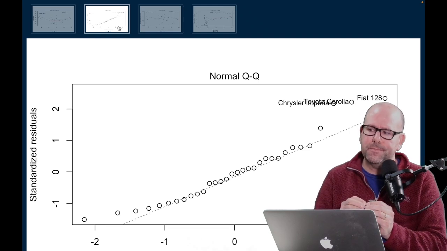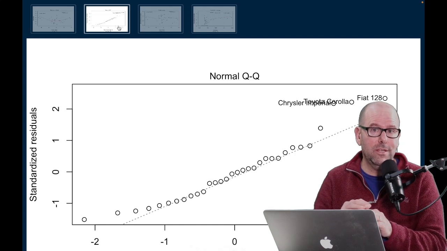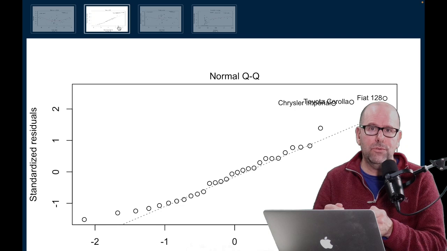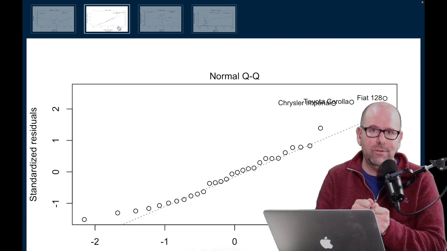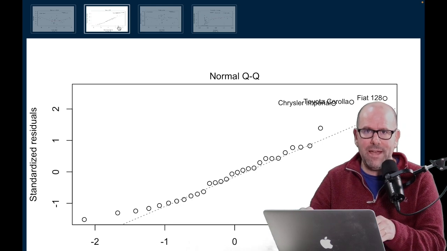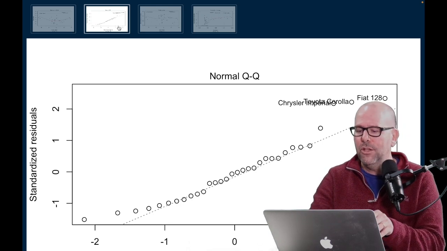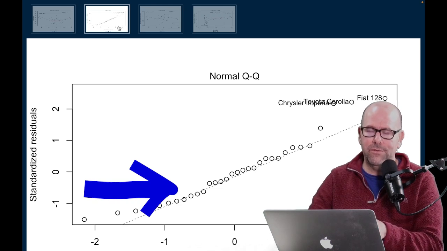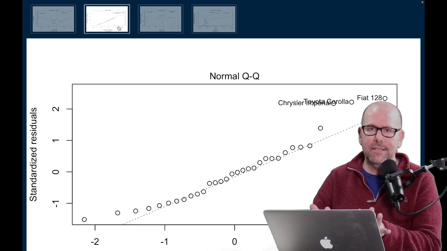So you can take the quantiles of a standard normal distribution and compare them to the quantiles of the distribution that you're trying to investigate, and see the extent to which they map out. And if they map out quite well, you get this diagonal line of the values. And so that's a nice indication that the residuals are normally distributed.